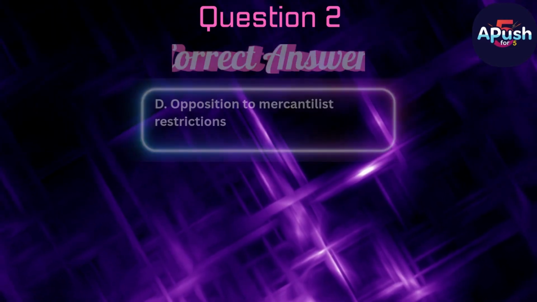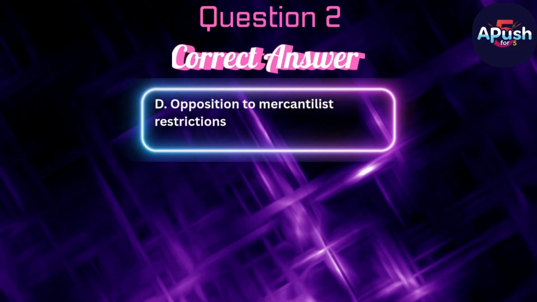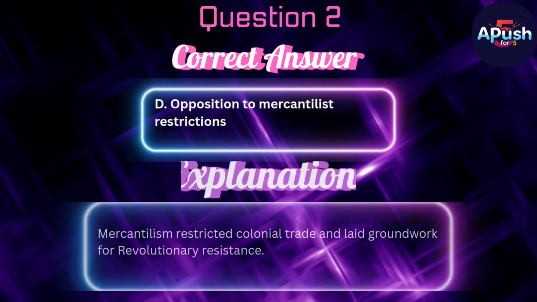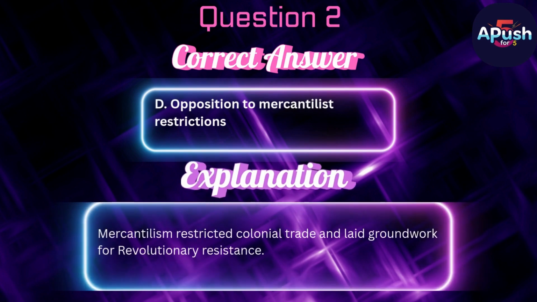The correct answer is D. Opposition to mercantilist restrictions. Mercantilism restricted colonial trade and laid groundwork for revolutionary resistance.